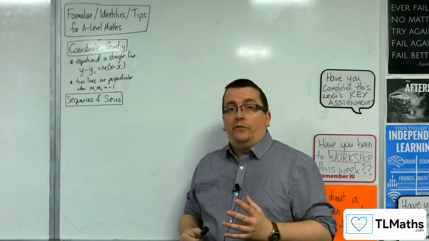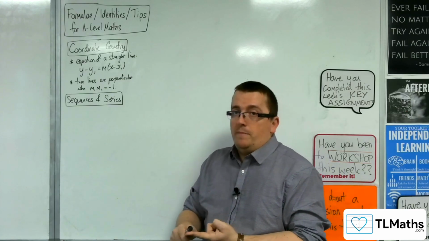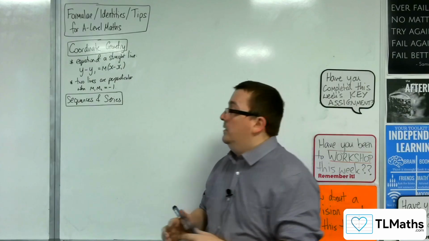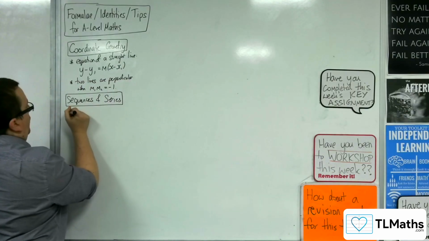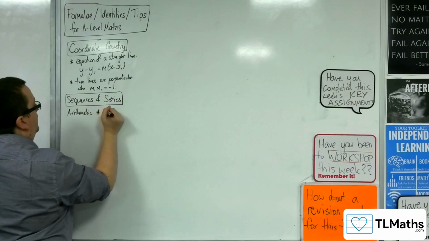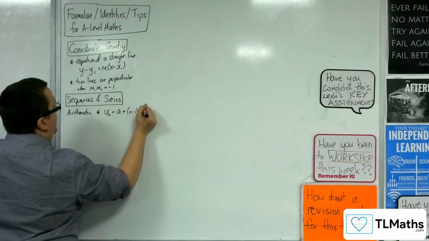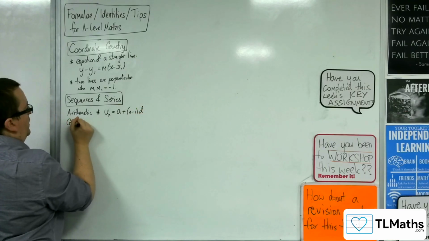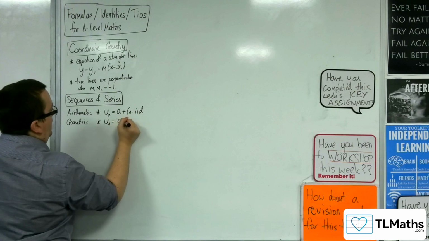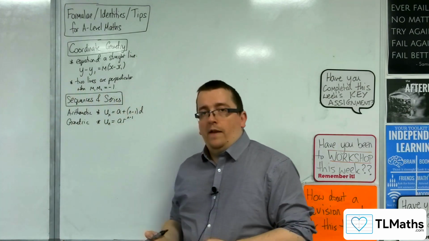Now for sequences and series, you are given the sum to n terms for arithmetic and geometric and the sum to infinity for geometric, but you're not given the nth terms. So for the arithmetic nth term, it's u_n is equal to a plus (n minus 1)d, and for geometric, it's u_n is a r to the n minus 1. Okay, you need to make sure you've learnt those.